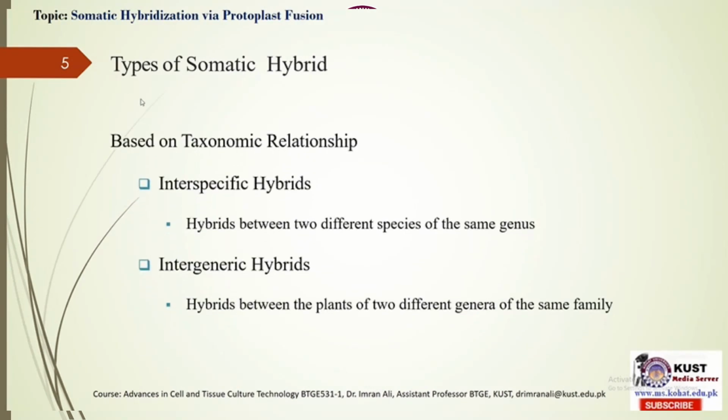Now there are various types of somatic hybrids based on taxonomic relationship. We have interspecific hybrids. These are the hybrids between two different species of the same genus. And we have intergeneric hybrids. These are the hybrid plants of two different genera of the same family.